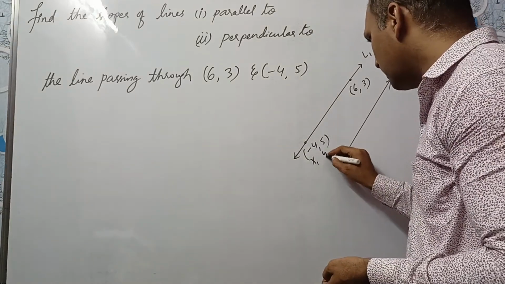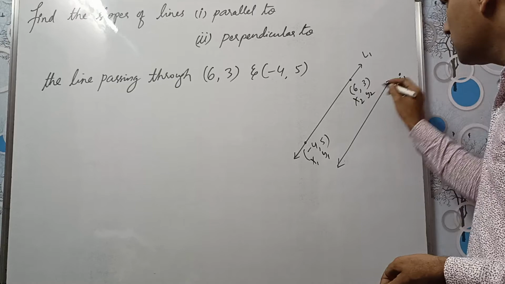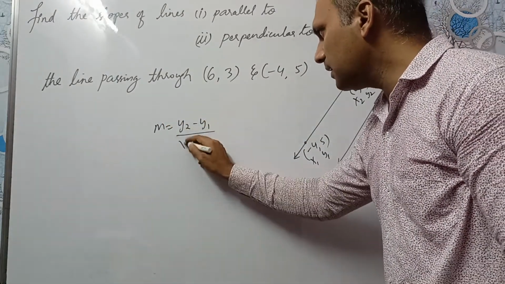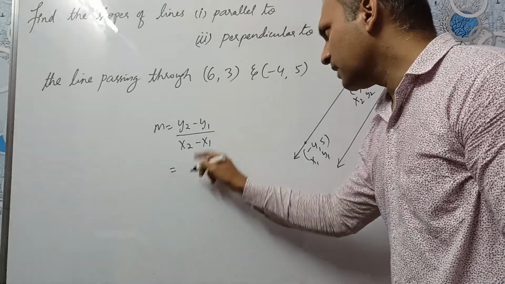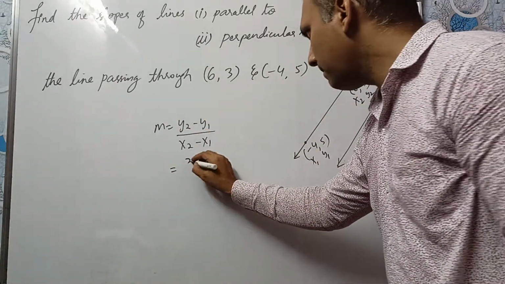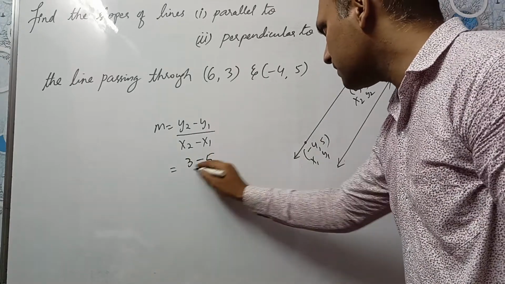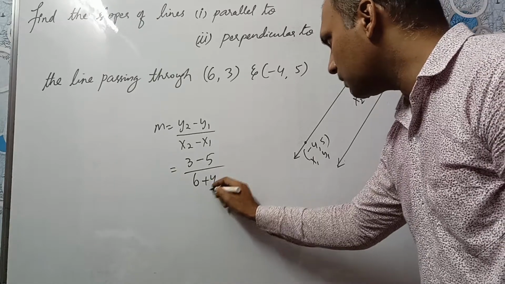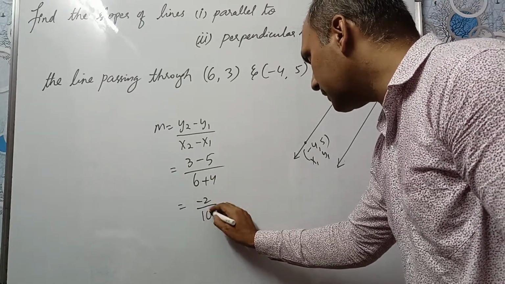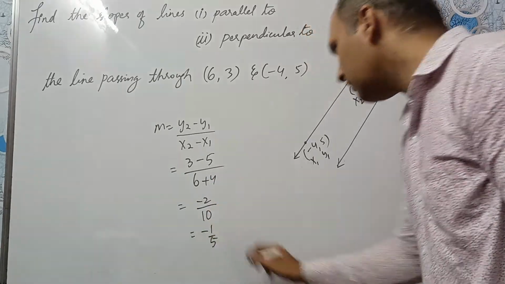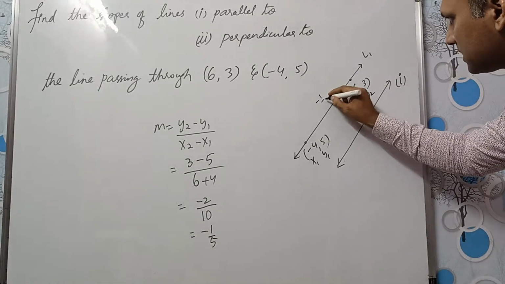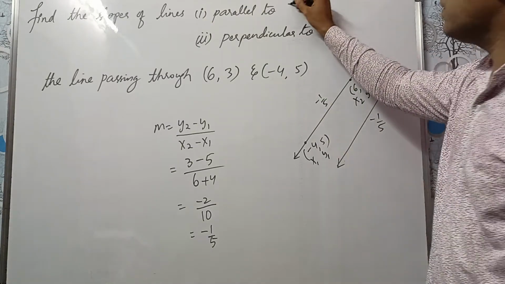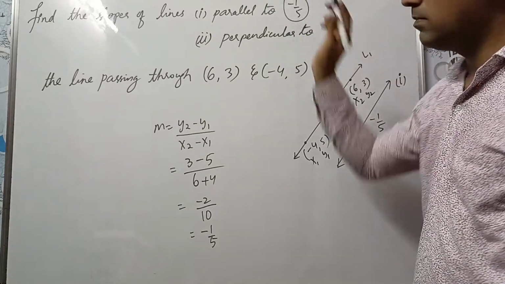So let us find the slope of this line. If you take this as x1, y1, this as x2, y2, the slope formula is y2 minus y1 by x2 minus x1. y2 is 3 minus 5, y1 is 5, divided by x2, 6 minus of minus 4, which is minus 2 by 10, minus 1 by 5. So the slope of this is minus 1 by 5, which means the slope of this line will also be minus 1 by 5. So the slope of the parallel line is how much? Minus 1 by 5.